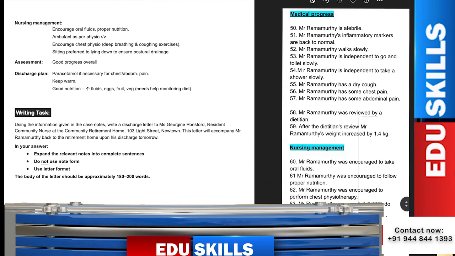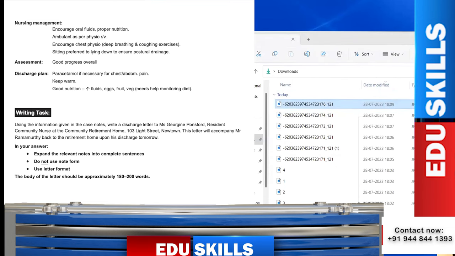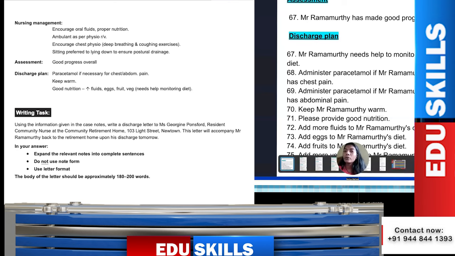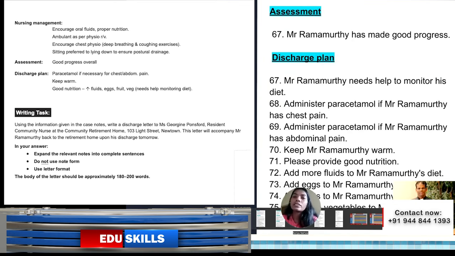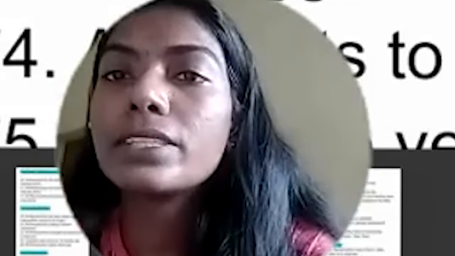In the assessment, we can make the sentence like Mr. Ramamurthy has made good progress. And at the end, from the discharge plan, we can make simple sentences like Mr. Ramamurthy needs help to monitor his diet, administer paracetamol if Mr. Ramamurthy has chest pain, administer paracetamol if Mr. Ramamurthy has abdominal pain, keep Mr. Ramamurthy warm, please provide good nutrition, add more fluids to Mr. Ramamurthy's diet, add eggs to Mr. Ramamurthy's diet, add fruits to Mr. Ramamurthy's diet, add more vegetables to Mr. Ramamurthy's diet. Like this, we are making each and every piece of information from the case note into a simple sentence.